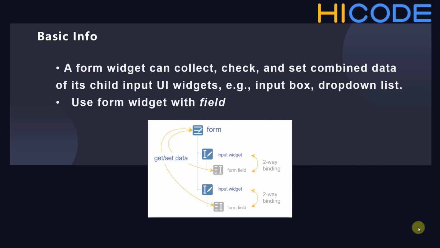Generally speaking, we first create a form widget in the object tree, and next add some input boxes or other input widgets to the form widget. And third, to the input widgets, add form field. The form field and the input widget can be bound in a two-way manner. You can set value for the input widget, and you can get value from the input widget.